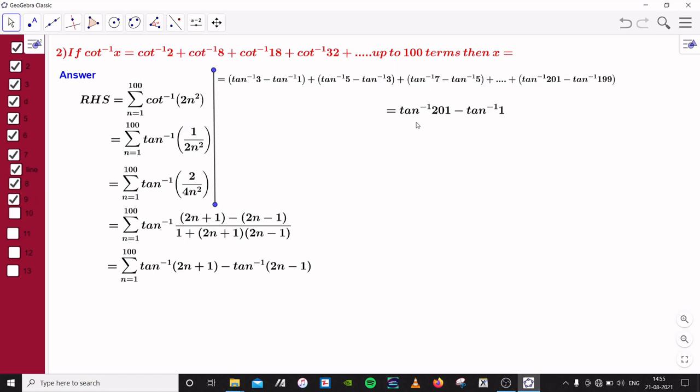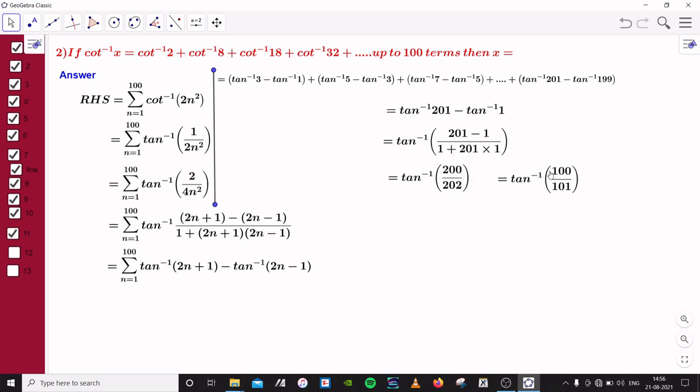Now that's of the form tan inverse x minus tan inverse y, isn't it? What is tan inverse x minus tan inverse y? That is tan inverse x minus y by 1 plus xy. By applying this result, tan inverse 201 minus tan inverse 1 becomes tan inverse 201 minus 1 by 1 plus 201 into 1. What is that? That's equal to tan inverse 201 minus 1 is 200, 1 plus 201 is 202.